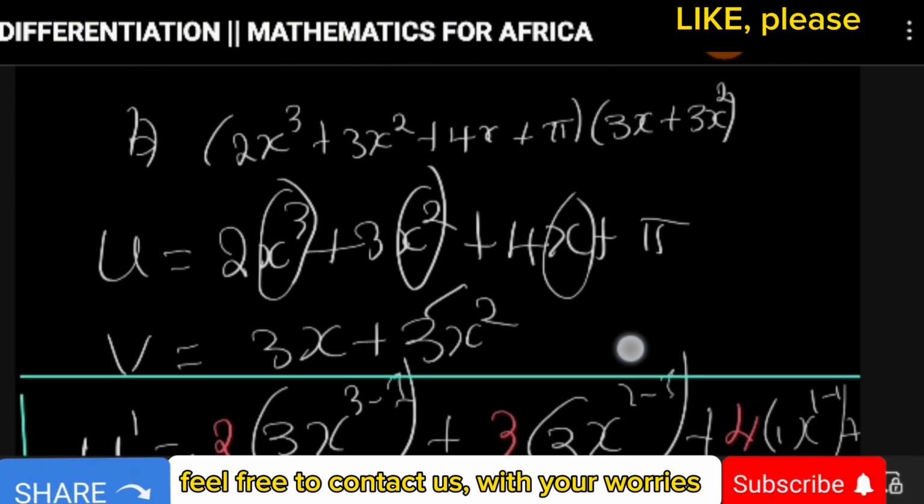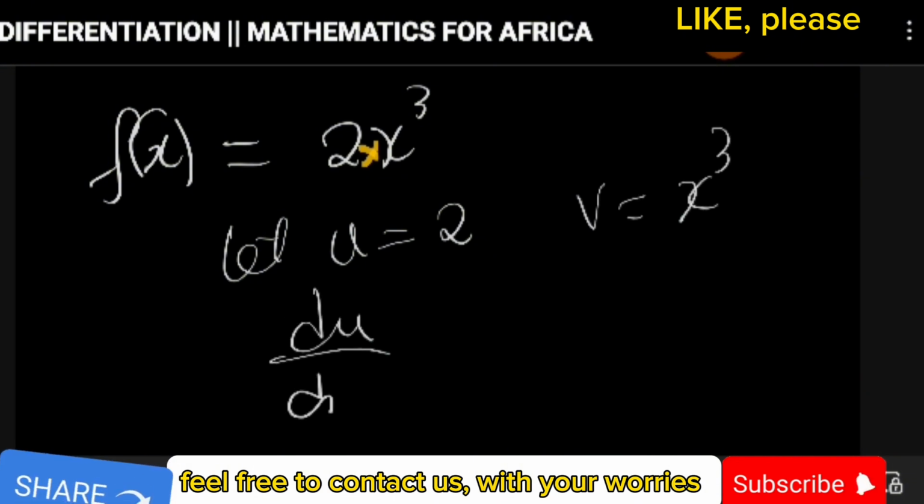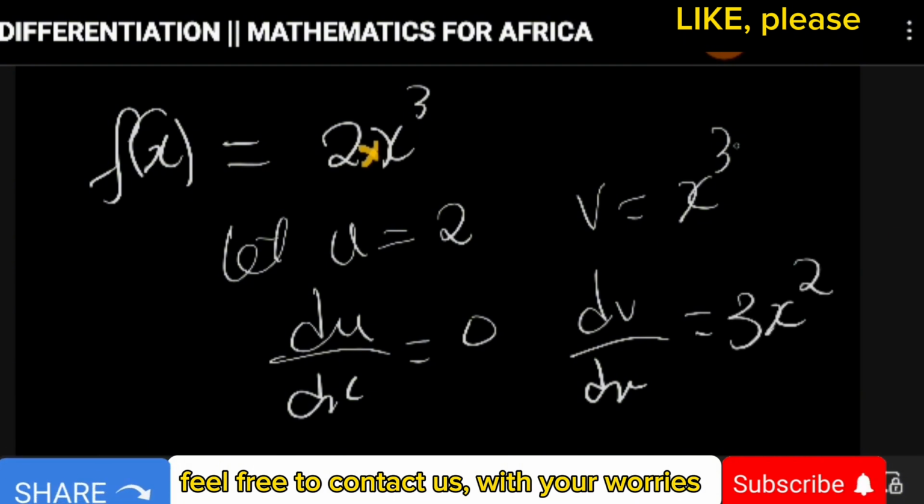Anyways, here also we apply the product rule. Let me take the first case, 2x cubed. So let us say f of x is just equal to 2x cubed, you still apply the product rule. You say let u equal the first case, because this is simply linked by multiplication, and then your v equals x cubed. Then your du on dx, or your u prime, will be equal to 0, and your dv on dx will be equal to 3x squared. Okay, we bring out 3, we subtract, and we get that.